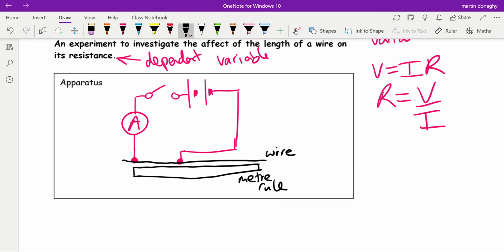Now, we also need to measure the voltage across that. So I could put a voltmeter, and it's probably easiest to draw it down here, like that. So that allows us to measure the voltage and current, which will allow us to determine the resistance. We then will increase the length of the wire in between these two contacts, and that way we can measure the resistance at different lengths. And that's our experiment.